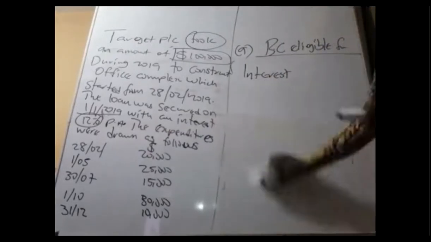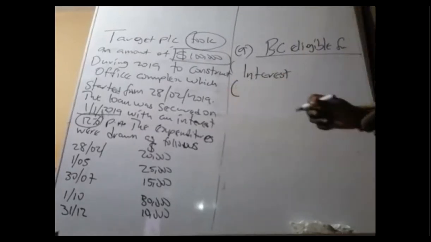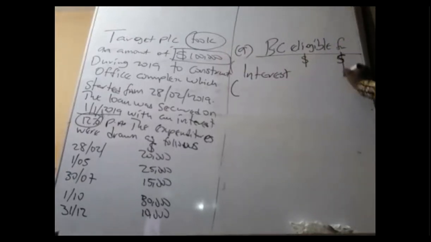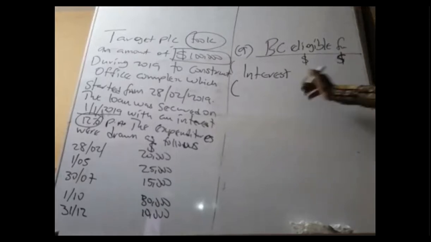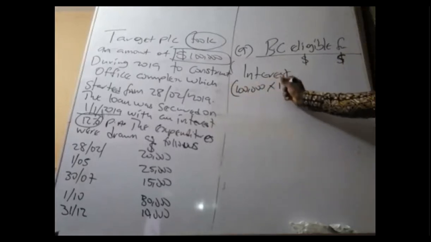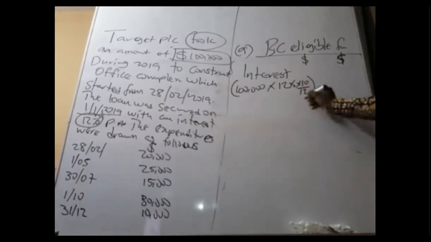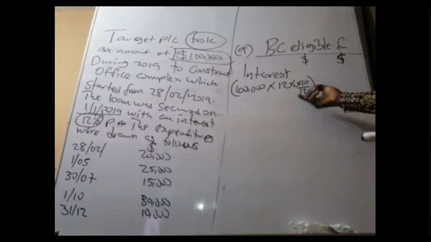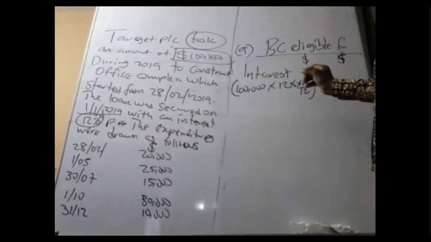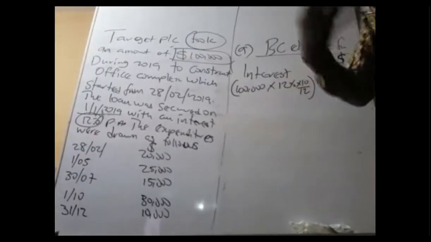So let's start. Since the interest will be like this, they pick $100,000. So let me create another column here. The $100,000, the interest is 12%, so times 12% times 10 out of 12. Why 10 out of 12? It will be 10 out of 12 because the construction lasted for 10 solid months, so interest too must be for 10 months.